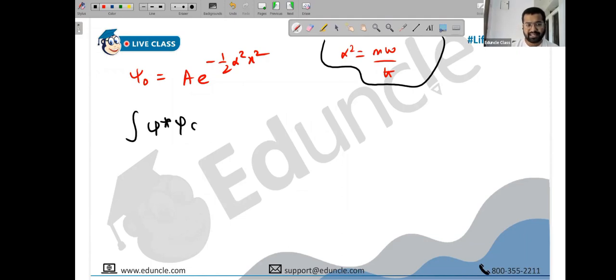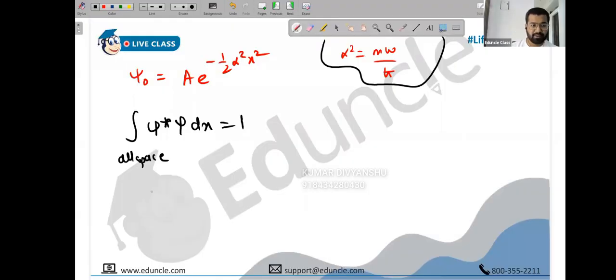So what is the condition? Psi star psi dx will be 1 over all space. Now the question is, people, this is a 1D harmonic oscillator. It does not have any boundary, unlike potential well boxes. Harmonic oscillator is varied from minus infinity to infinity for x axis, y axis, z axis. This is another difference between boxes and harmonic oscillators. So when you say all space, it goes from minus infinity to infinity directly. You get all the possible values.